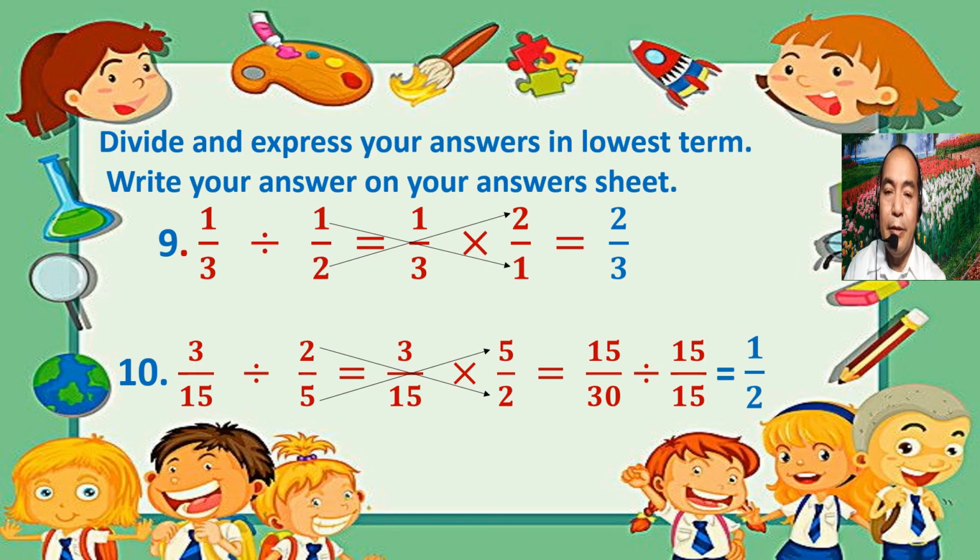The fraction is not in the lowest term, because 30 can be divided by 15. So there is no need for us to look for another number because 30 can be divided by 15. So we will use 15 as our common divisor so that the fraction will be reduced to its lowest term. 15 divided by 15 will give us 1. 30 divided by 15 will give us 2. So this is now the fraction in the lowest term.